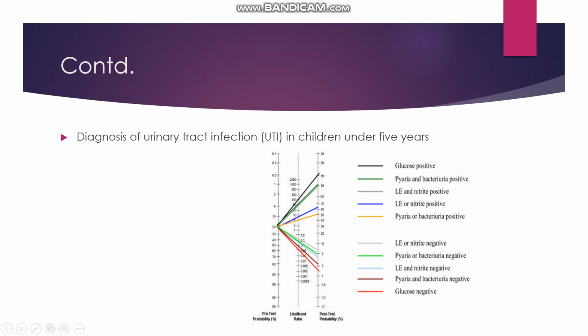For example, the condition of the glucose positive is around 100 in the likelihood ratio, whereas the glucose negative is 0.056. So we can deduce that the likelihood ratio of glucose positive in urinary tract infection is more than the glucose negative.